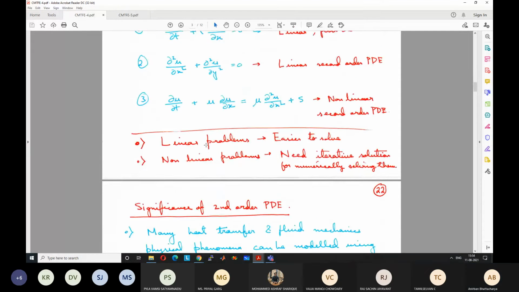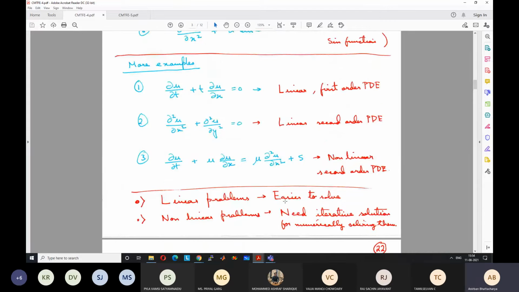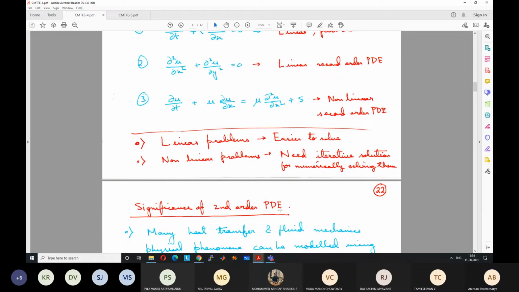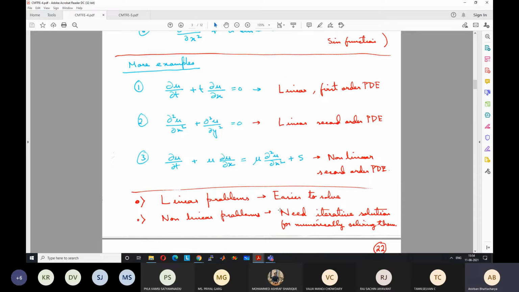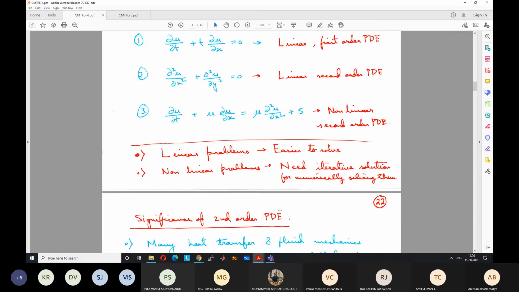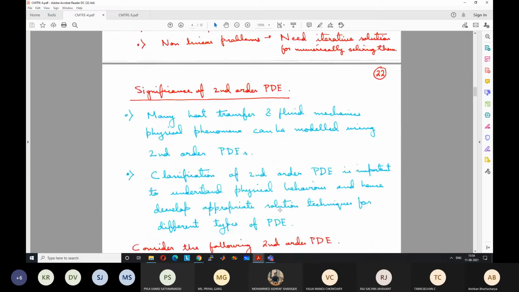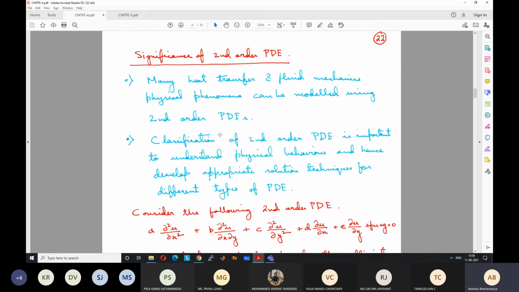Okay. So linear problems are easier to solve, as I have already mentioned. Non-linear problems need iterative solution for numerically solving them. Okay. So we are bothered with numerical solutions. So for numerical solution, we need iterative schemes. Any questions? Okay, let us move forward.